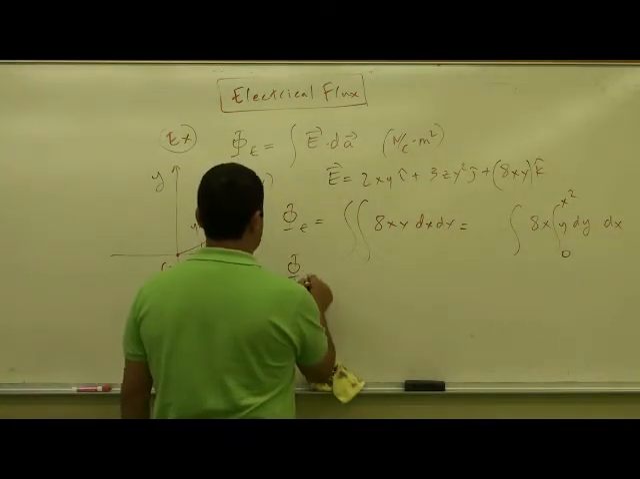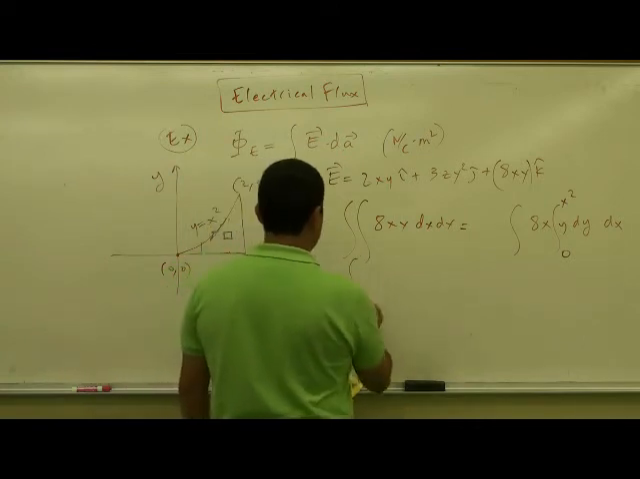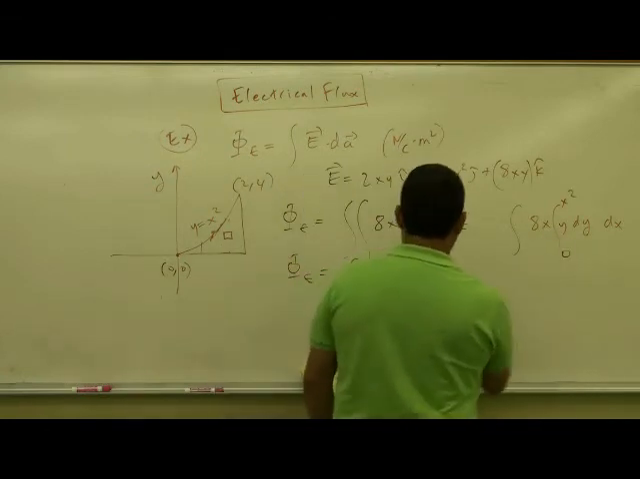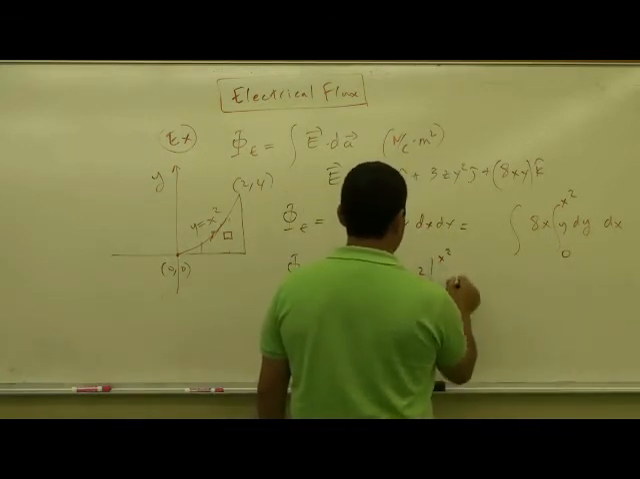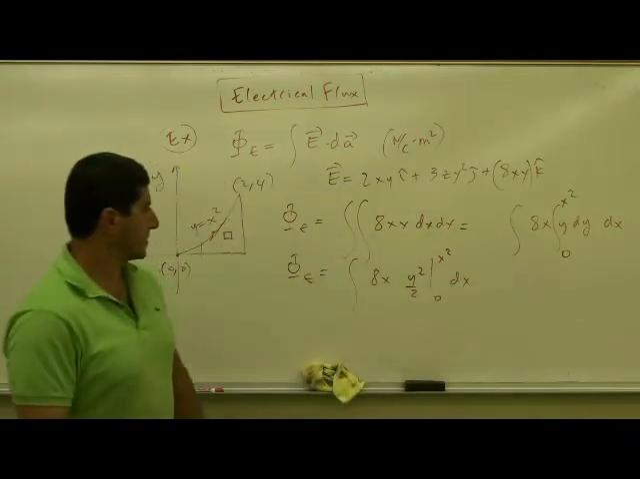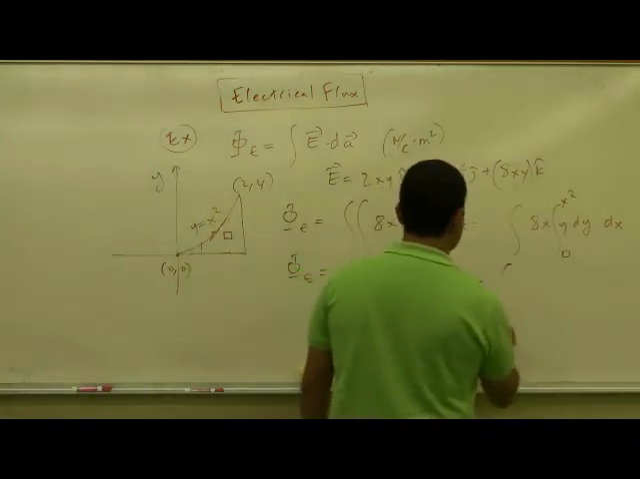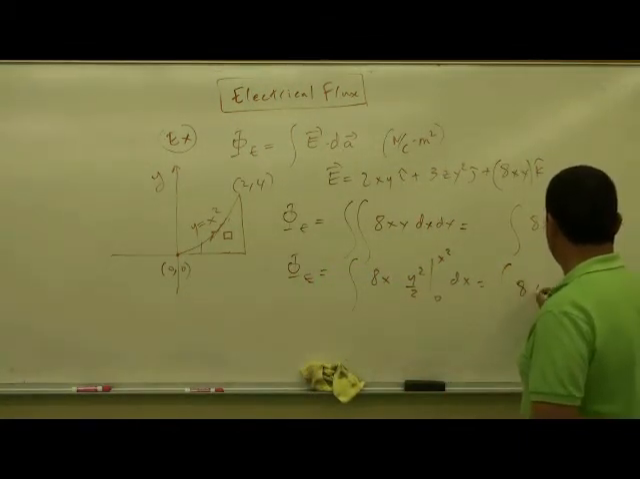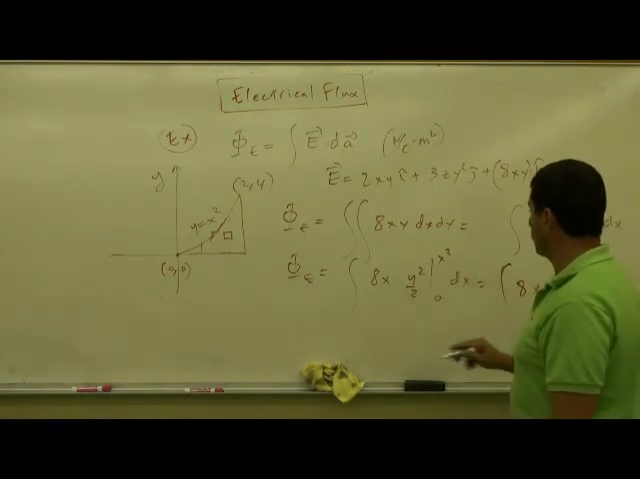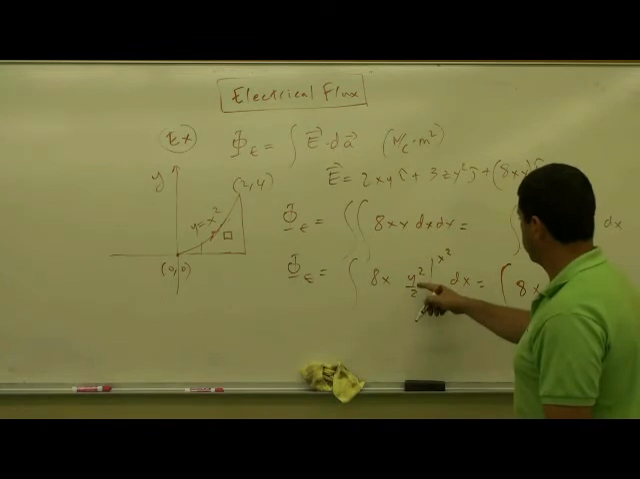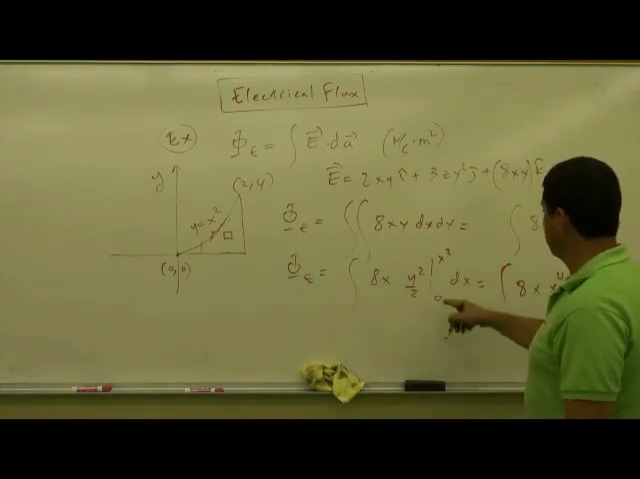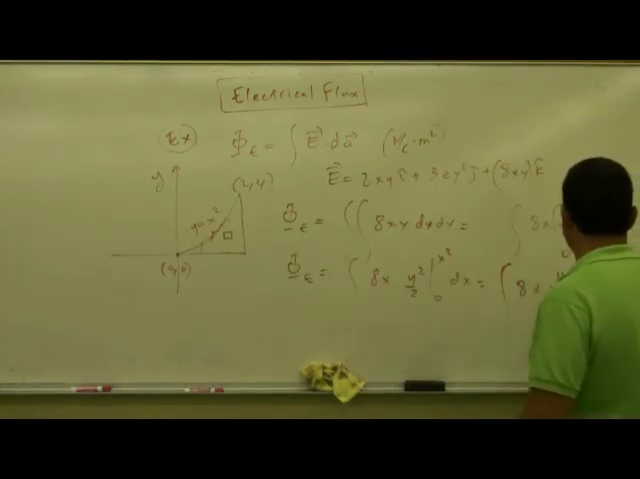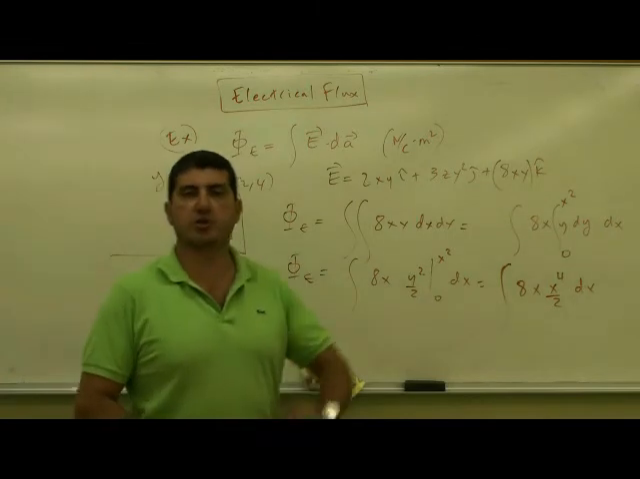So the flux is going to be the integral of 8x. The integral of this is going to be y squared over 2 from 0 to x squared, dx. Okay? So then what's that going to be? Y squared over 2. So now x squared placed in here gives you what? 8x, and x squared squared is x to the power of 4. 0 gives you just 0, and then over 2. And then now you have dx. You see? So we had to resort to a double integral.